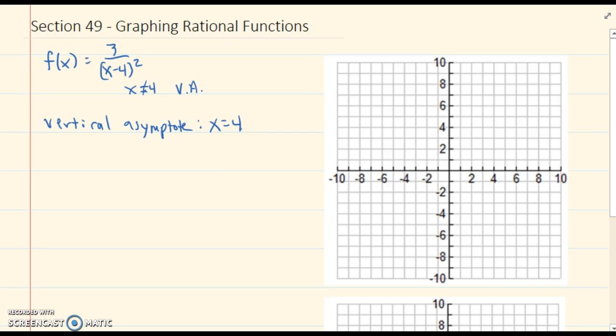Then I'm going to look for any holes in the graph. Holes in the graph would be factors that did cancel with a numerator. And because I'm not seeing anything there, I'm going to say that there are no holes.